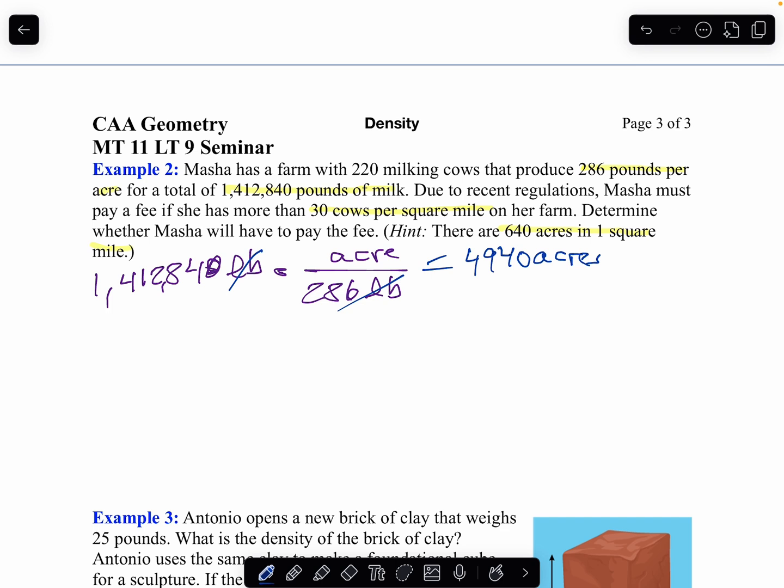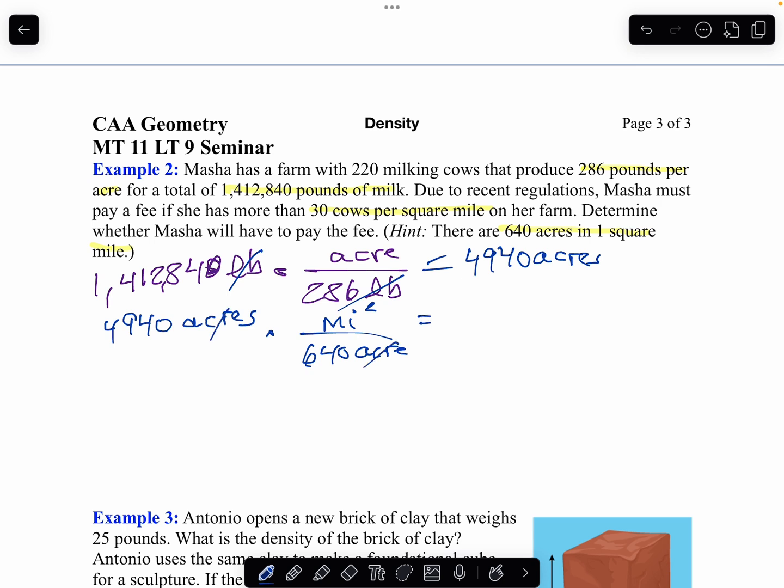She has 4,940 acres. But the number of cows is per square mile. So now I'm going to take my acres and write it below here, and convert that to square miles. So I'm going to look at, there are 640 acres per square mile. I probably could have done this in one line, but I'm going to do it in steps so you can see where we get that from.